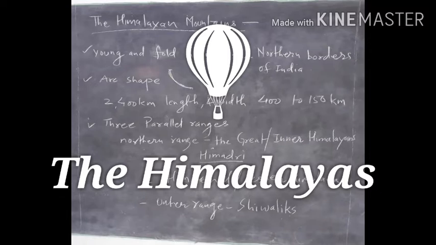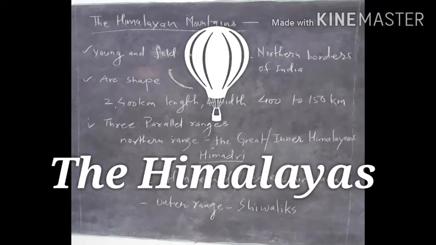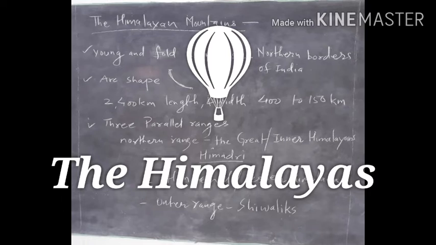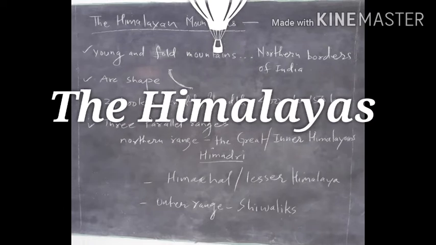The altitudinal variations are greater in the eastern half than in the western half. The Himalaya consists of three parallel ranges in its longitudinal extent, and a number of valleys lie between these ranges. The northernmost range is known as the Greater or Inner Himalaya, called Himadri. The second is Himachal, the Lesser Himalaya, and the outermost range is called the Shivalik range.